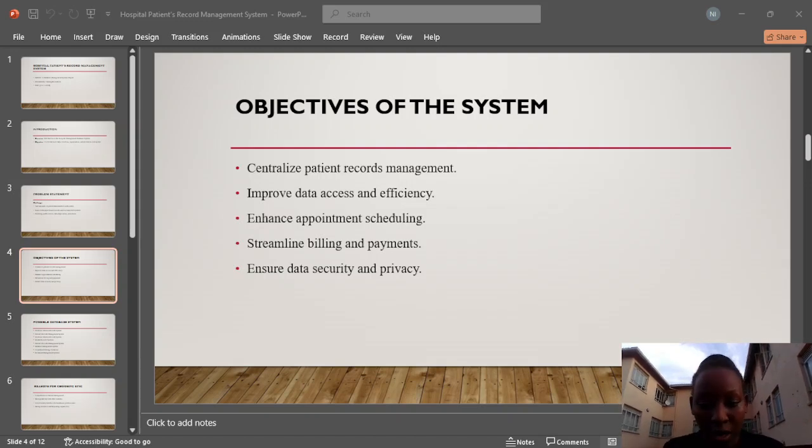Then another one is streamlined billing and payments. This helps to automate the generation of patients' bills and support the tracking of payments, like which patients have not paid and which have paid. Then another is to ensure data security, meaning to implement robust security measures, including user authentication and role-based access. So that's how I can explain the objectives. There are many, but I tried to outline a few of them.